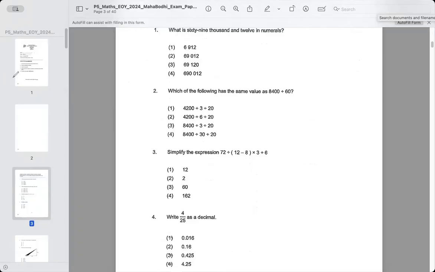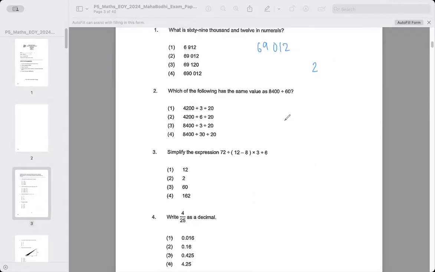Okay, question 1. What is 69,012 in numerals? So for this, I'll write down the 69. And then by right, there are 3 zeros behind, right? But for this, there's still 12. So in the hundreds place, it's 0. The tens place is 1. And then the ones place will be 2 for the 12. So your answer will be option 2.